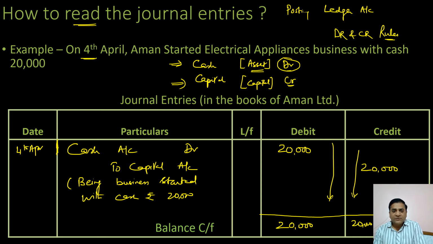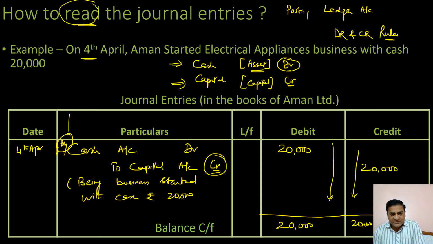So now the question is how to read the journal entry. How to read this? We would read it like this. We would say by cash account debit to capital account credit. We do not write these terms, but the way we need to read is we would say by cash account debit to capital account credit.